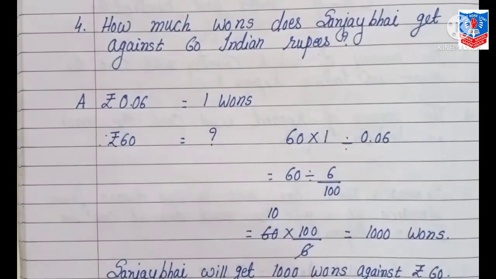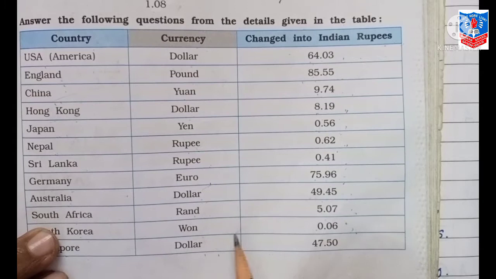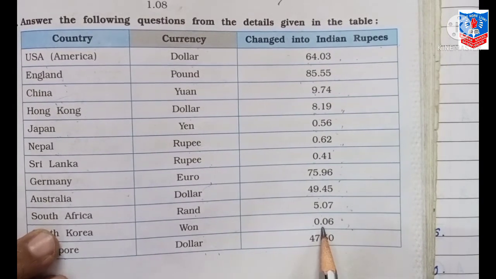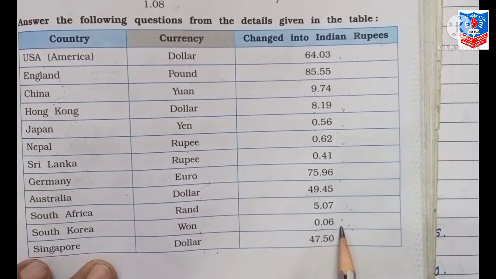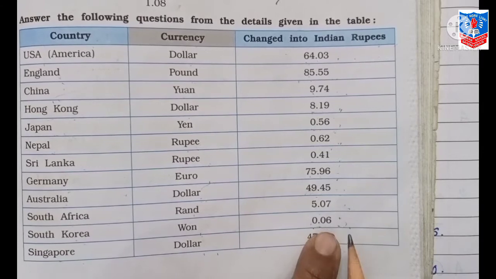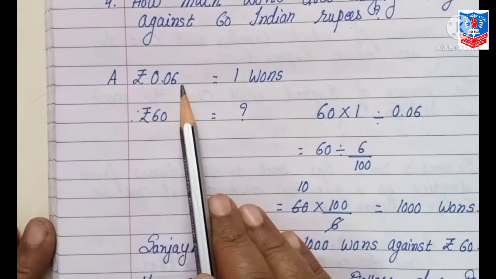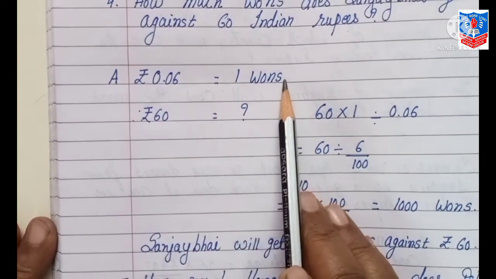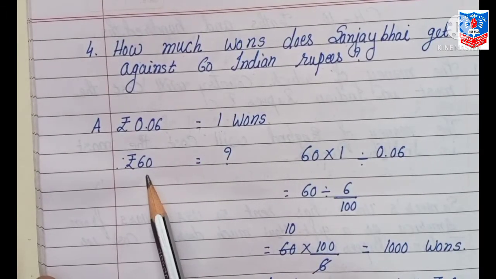Next question is, how many won does Sanjay Bhai get against 60 Indian rupees? Now see, in the table it is given, 1 won is 0.06. That is, in Indian rupees 0.06 is 1 won. So we have to see here, rupees 0.06 is equal to 1 won. So how many won he will get against rupees 60?